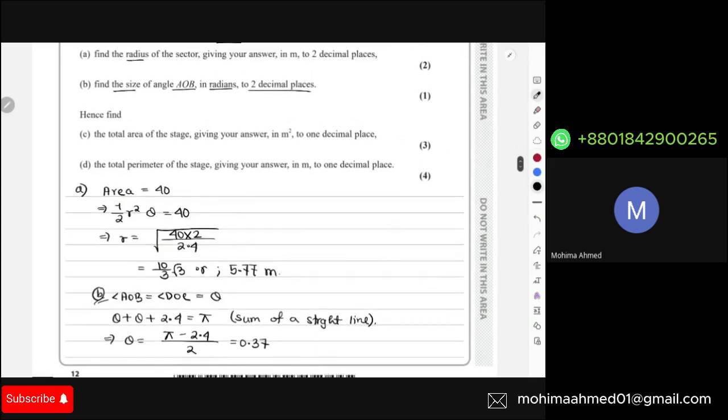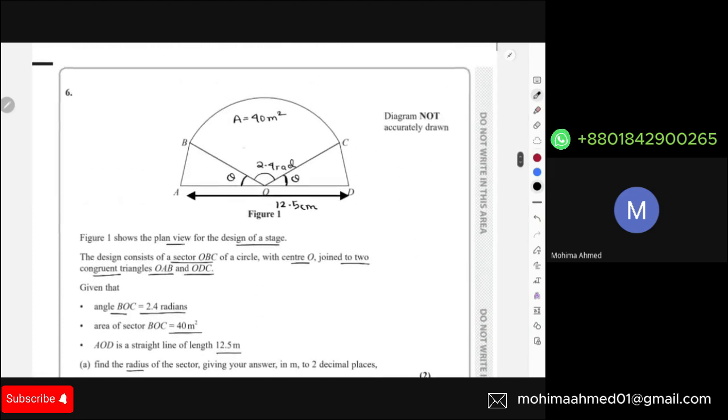After this, they're asking you to find the total area of the stage, giving your answer in meter square to one decimal place. For the total area, I already know for the sector we have 40. I just have to find the area of AOB and DOC, for which I have to use the formula half AB sine theta, because this value and this value are given. A radius came out to be 5.77. If the total length is 12.5, then 12.5 divided by 2 means this one is 6.25, right?